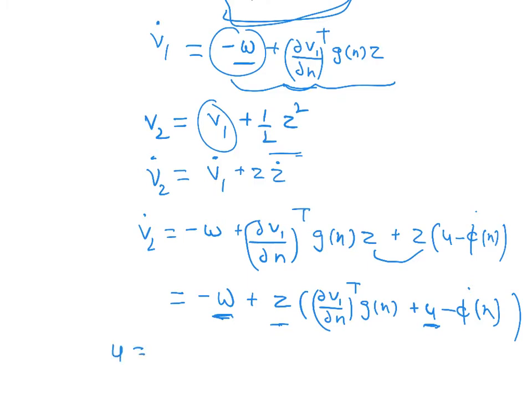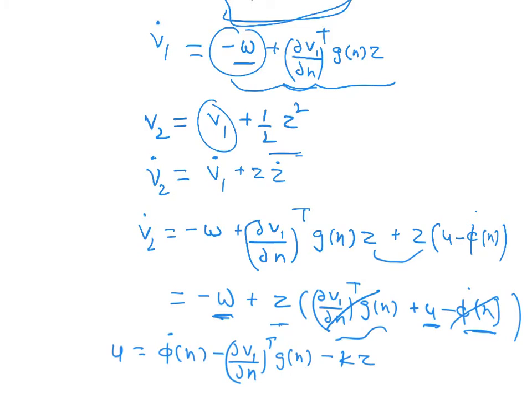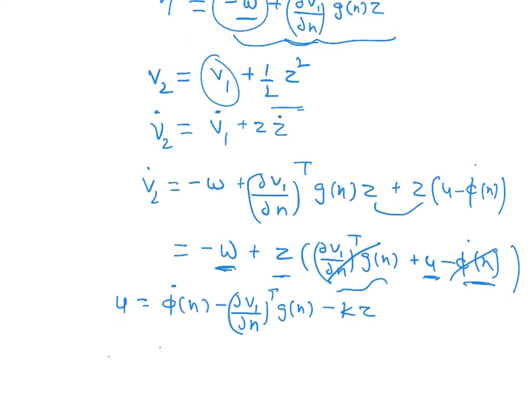Because I can choose u, there's this ugly term that I want to cancel out. If u equals phi dot eta, it will cancel it out, right? Minus of del v1 by del eta transpose into g eta, and minus kz. This cancels out, u equals minus kz, and then v2 dot becomes minus w minus kz squared. Awesome.